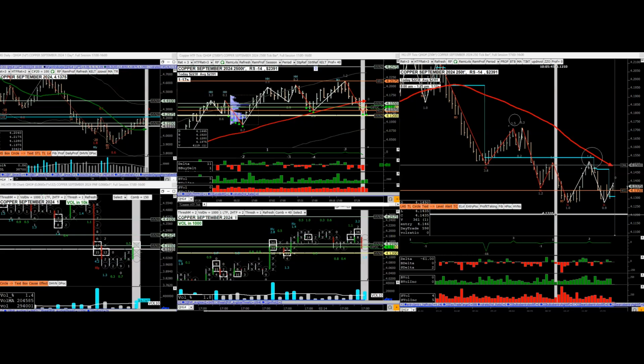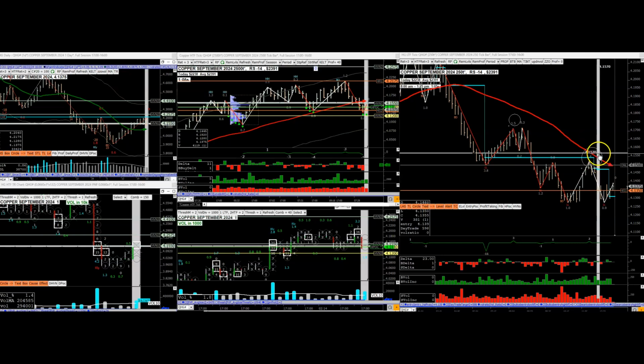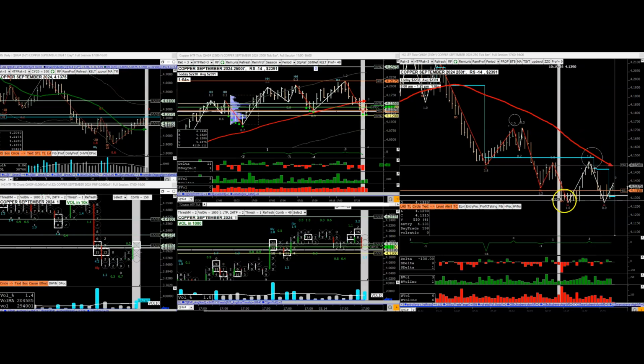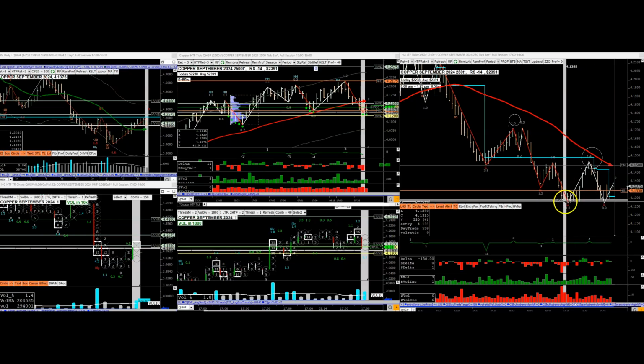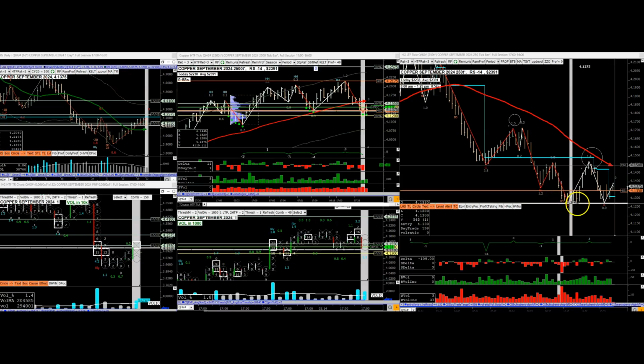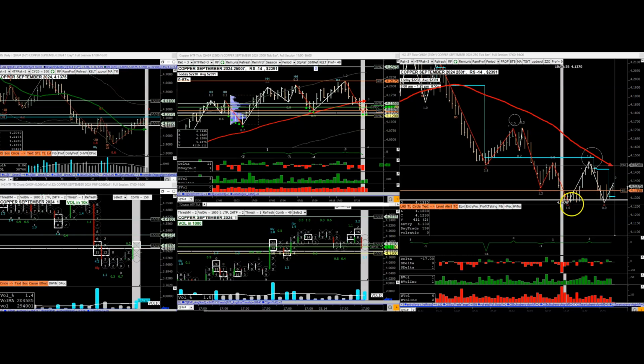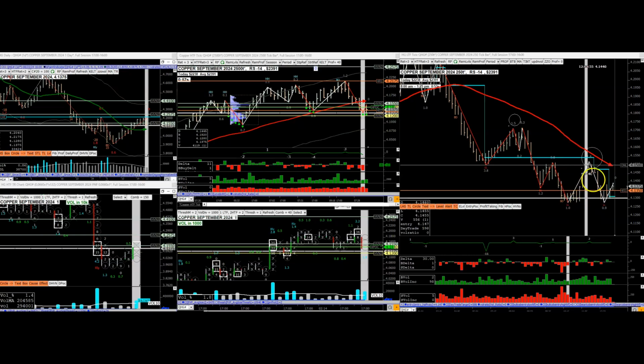I can't really consider it to be a change in behavior or sign of strength yet, but it's something. This breakdown had little to no follow through. All right, and this block here is like some type of buying block. All right, and it bounced.